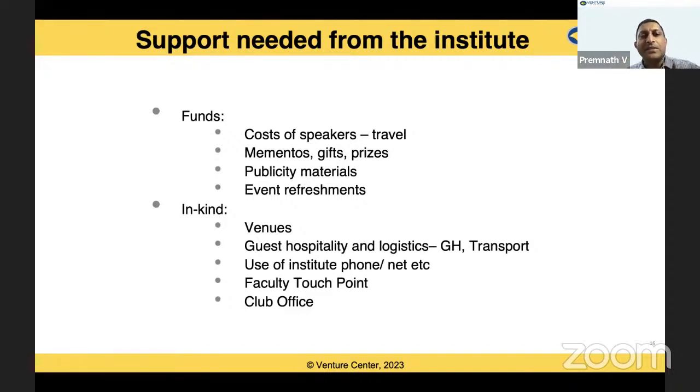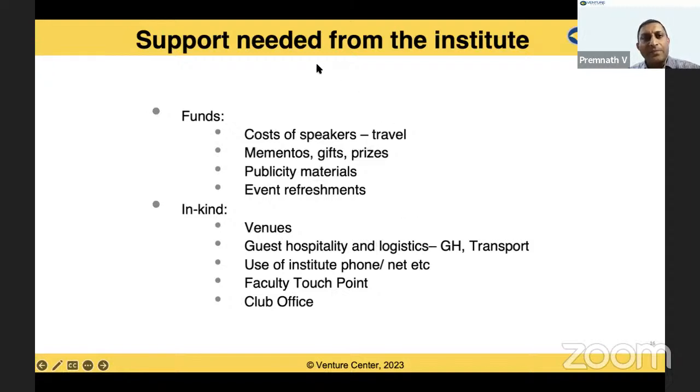In-kind resources are also extremely important. It's not just funds. The university supports it by, say, providing venues, guest hospitality and logistics, use of the institute phone, net, etc. The faculty touch points, time, right? The club office, if they give you an office, that's another resource that you get to have access to as well.